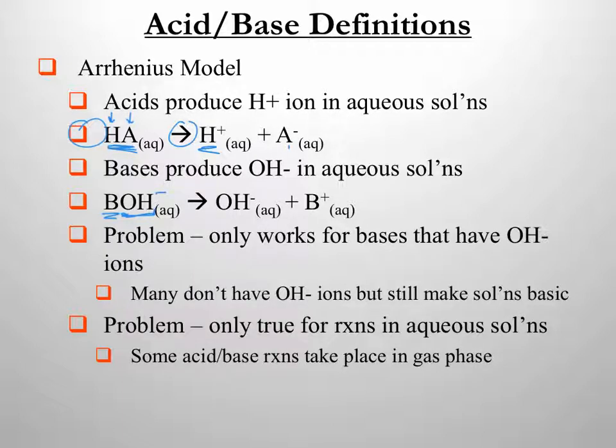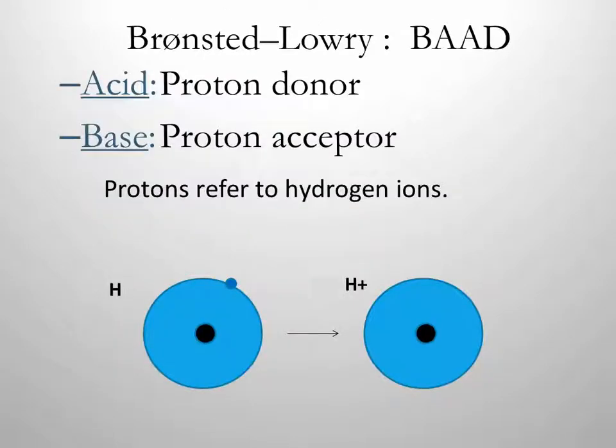The problem with the Arrhenius theory is it only works for bases that have hydroxide ions in them, and not all bases do. Another problem with it is it only works when you're talking about aqueous solutions, and some reactions can take place in a gas phase, even though they're acidic and basic.